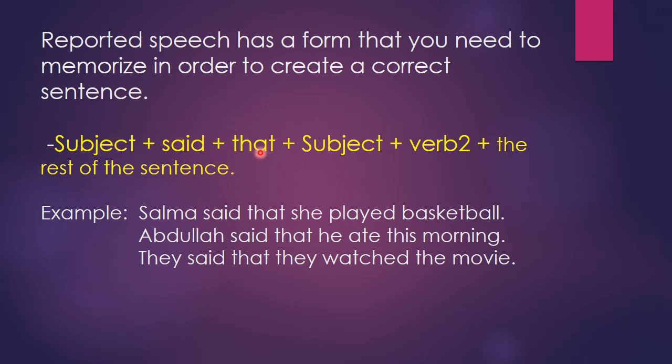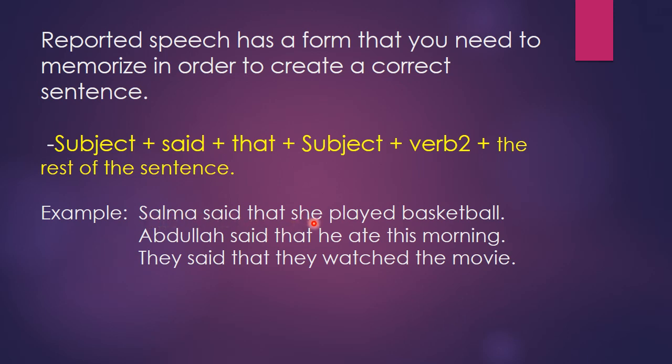After said comes that. After that comes the subject. The subject here doesn't necessarily have to be the same subject as before. It can be the same one, but it can also be something else. We're going to see that in the upcoming examples. After the second subject comes the verb 2, or the past tense verb. Then comes the rest of the sentence. Let's take a look at these examples.